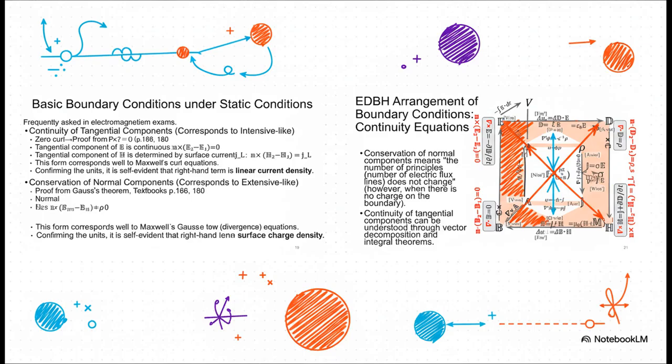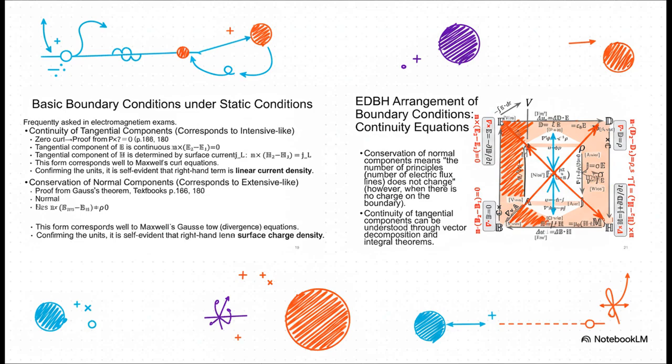So on the left, you've got the abstract equations, and on the right, we're slotting them into the framework. And look at that. It all fits perfectly. The rules for the tangential parts of E and H, our intensive-like quantities, are related to curl, which lives on the volt side of our diagram. And the rules for the normal parts of D and B, our extensive-like quantities, are related to divergence on the ampere side. Our hidden law makes the entire system logical.